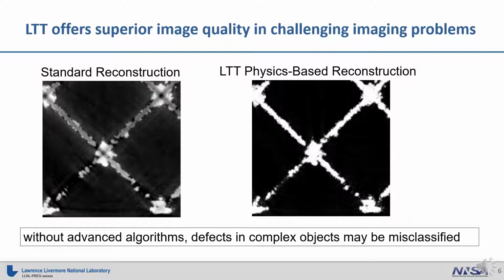If you look at that main center node dropout, and look down to the right, you'll see another little dark spot. Well, that shows up both in LTT's reconstruction and the standard. So you can't just say every dropout is an artifact. But what LTT offers you here with the physics-based correction is which ones are real and which ones are not.